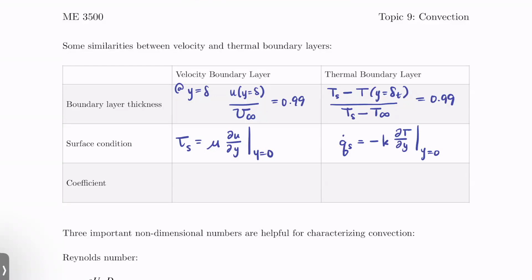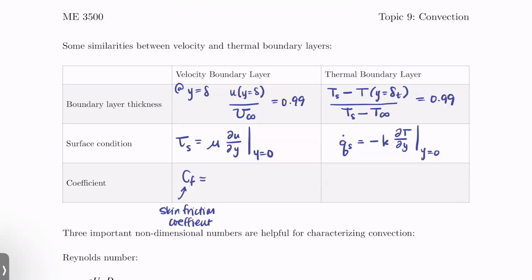There is a coefficient that is important for both the velocity boundary layer and the thermal boundary layer. We didn't talk about the velocity boundary layer coefficient in this class. It comes up in intermediate fluids. When you're working on your design or independent research, you might see this come up.